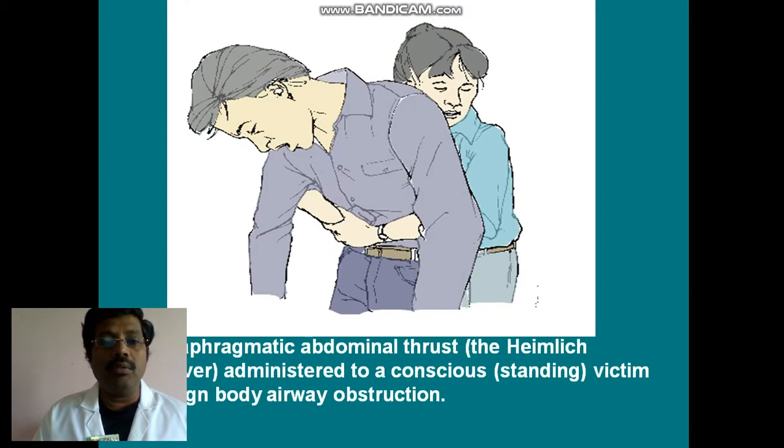This is the subdiaphragmatic abdominal thrust, otherwise known as the Heimlich maneuver. If the patient has any obstruction in the throat, then through this maneuver the pressure gives some more pressure to the lungs, and the foreign body comes out through the oral cavity.